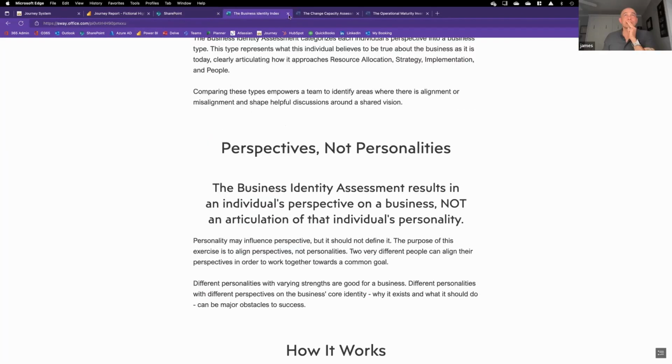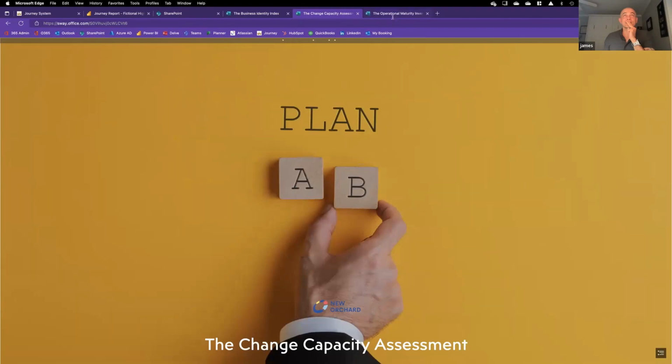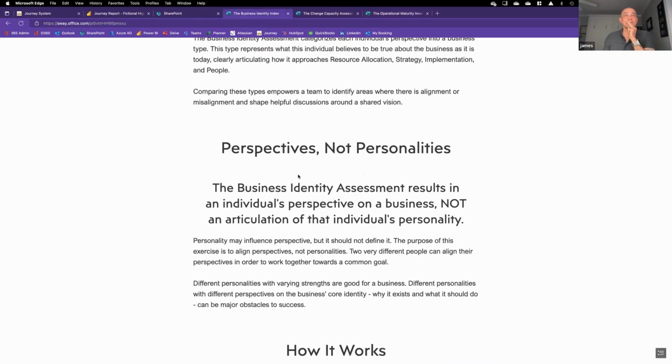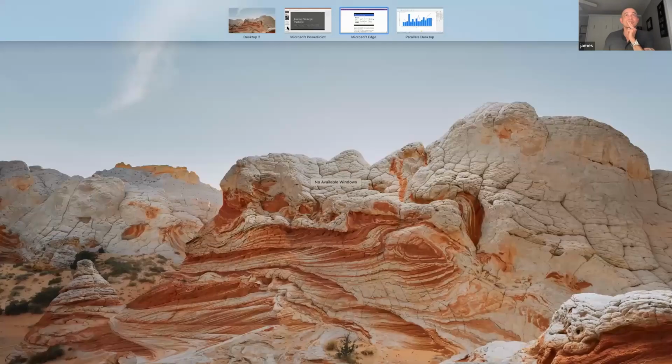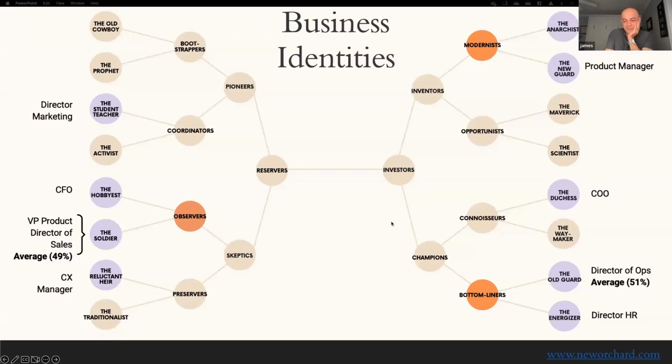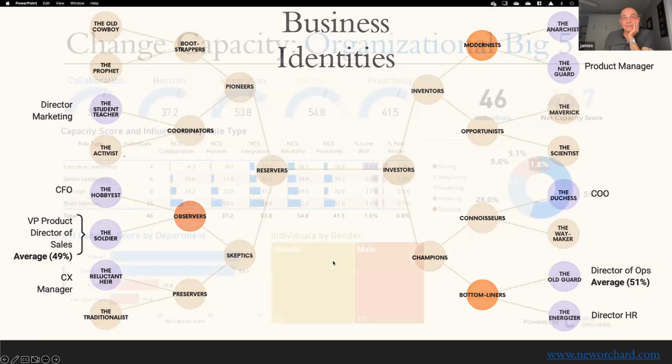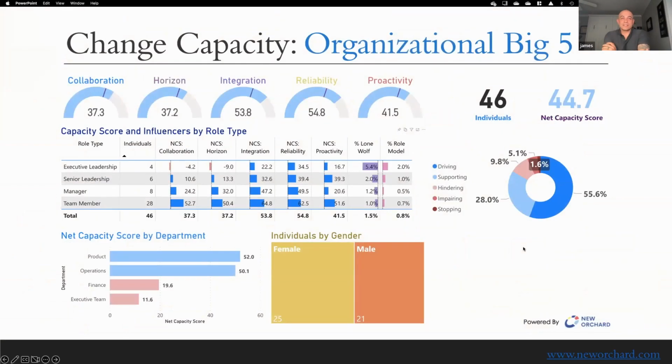I was trying to pull up the right presentation on here that really talked about that side. Awesome. Change capacity. Sorry, there's a lot on the screen right now. And we'll explain this in brief.